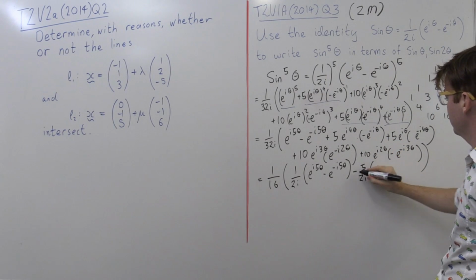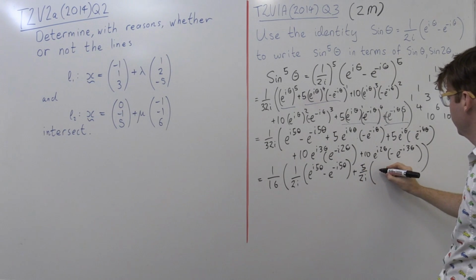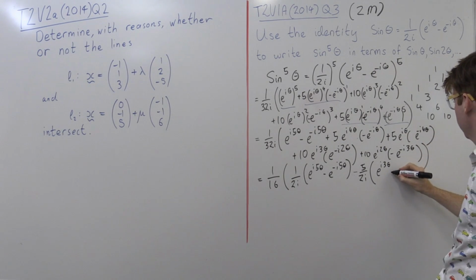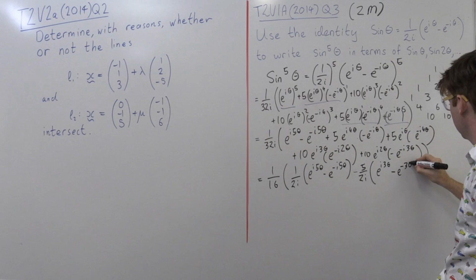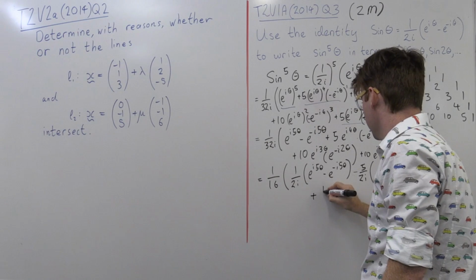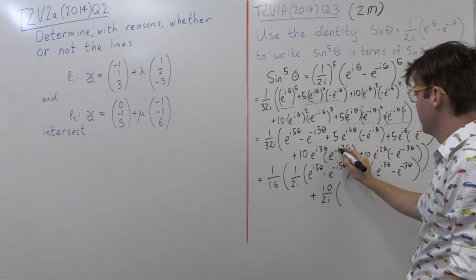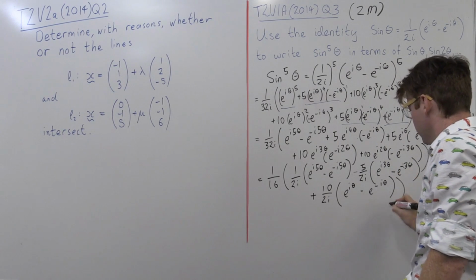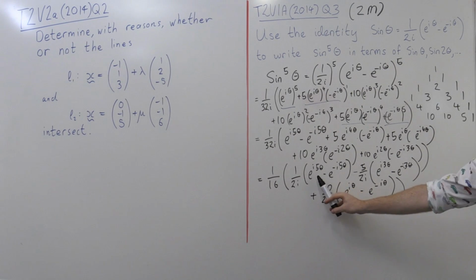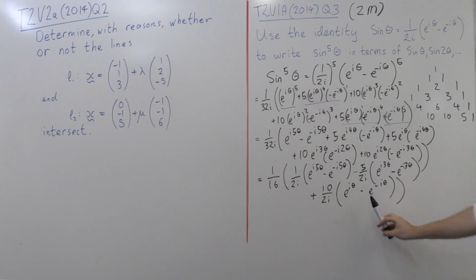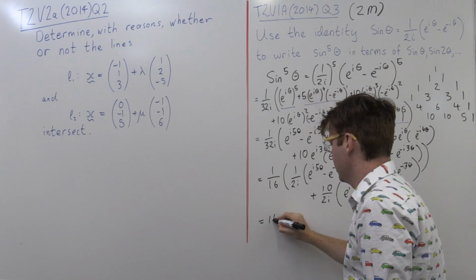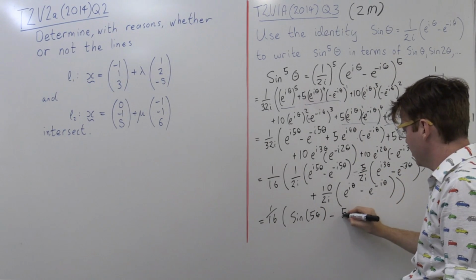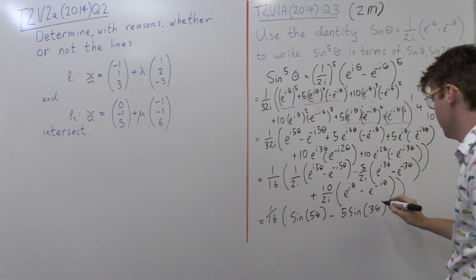So this is a plus, no, that is a minus, minus e to the i 3 theta, and here I have minus e to the negative 3. And one more term with the 10, so that's 10 on 2i, and this is e to the i theta minus e to the negative i theta. And you can see I've written this out as sine of 5 theta, and here's sine of 3 theta, and here's sine of theta. So this whole thing becomes 1 on 16th of sine 5 theta. This one here is minus 5 sine 3 theta, and this one here is 10 sine theta.